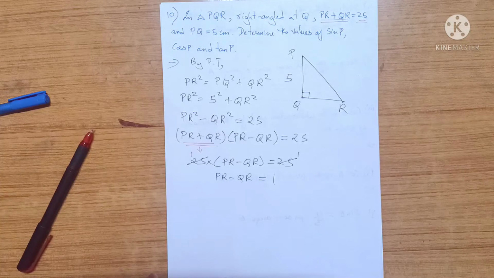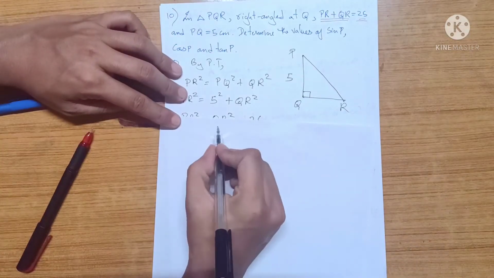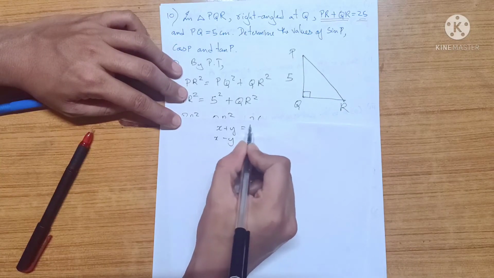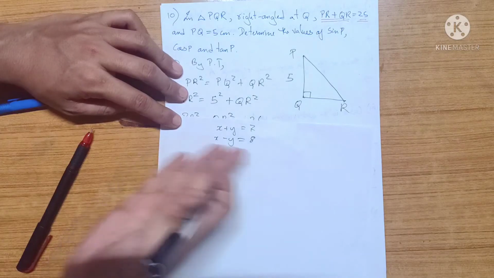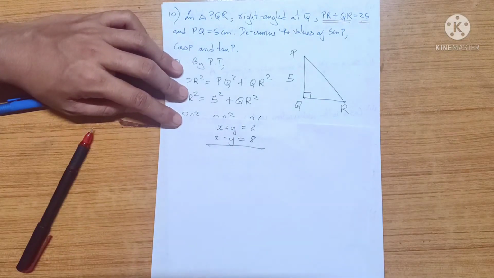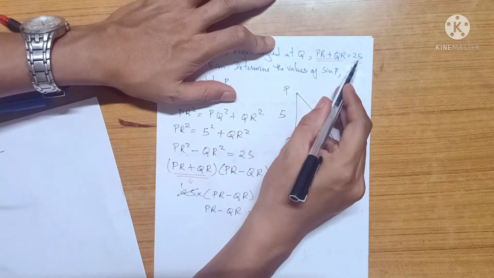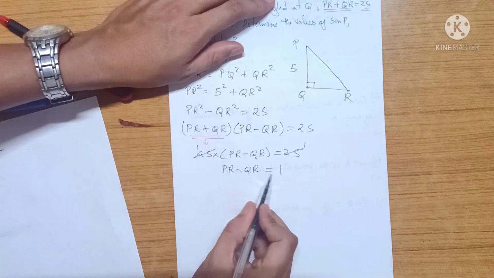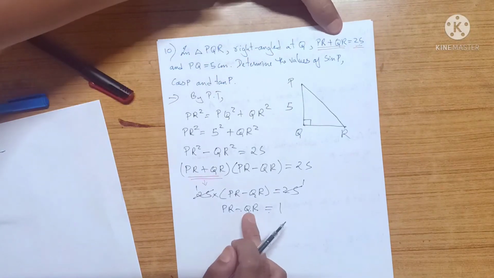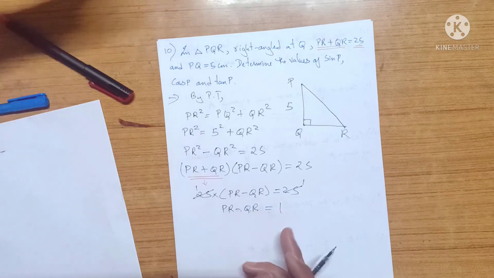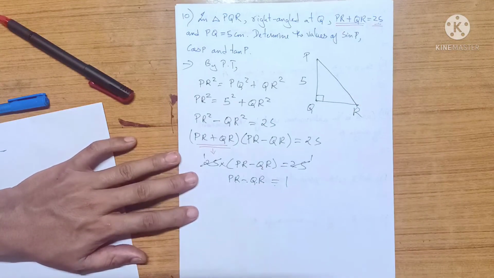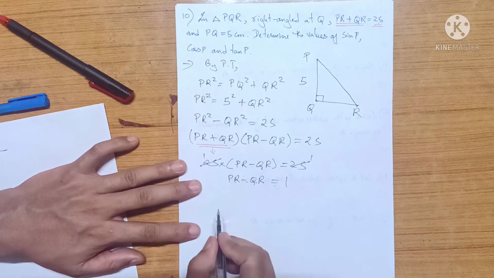See, we have finished chapter 3, right? And when something is of the form x plus y equal to 7, x minus y equal to 8, we do substitution, adding, subtracting. It's like that only. We have PR plus QR is 25, and then PR minus QR is 1. It's the same thing, the only sign is different, plus, minus, and then we have different numbers. So we can add and subtract these two to get the values of PR and QR. So that's what I'm going to do.